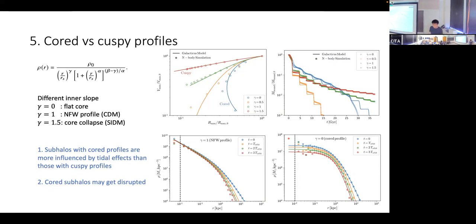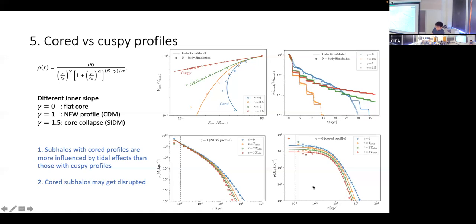So that means that if we have a core profile and if we look at the observation, we may be able to distinguish between this core case and the cuspy case.